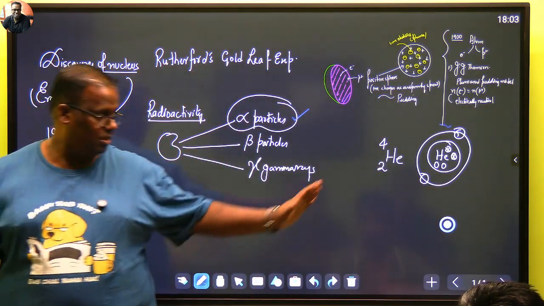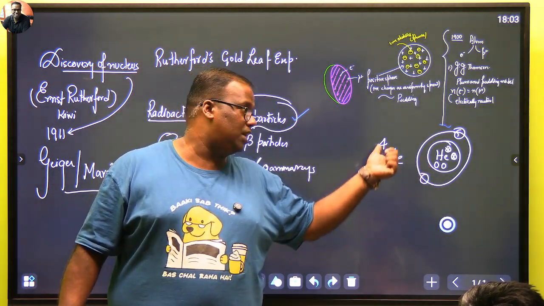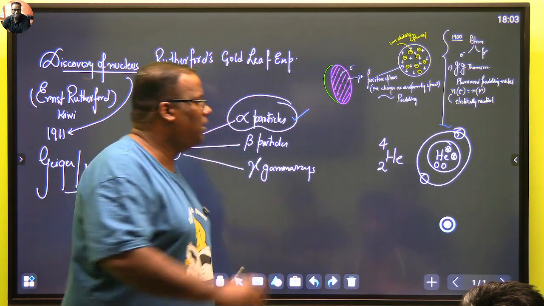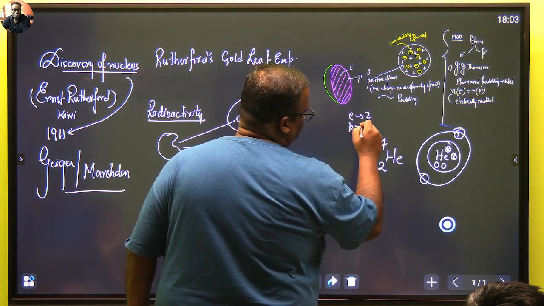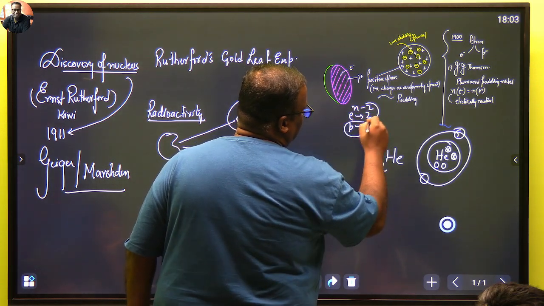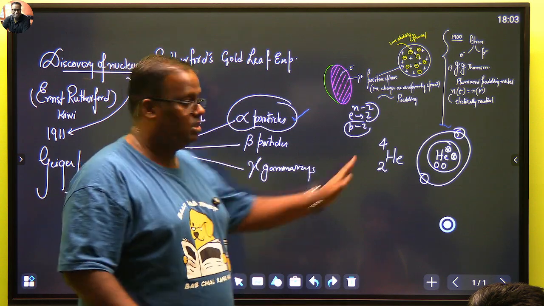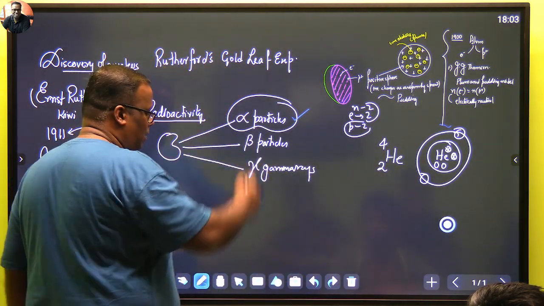Right? समझ में आया? This is helium. Helium का atomic number is 2 and mass number is 4. So if we go by count, helium has 2 electrons, 2 protons, and 2 neutrons. These two make your mass number of 4. Is this clear? If you can, what are alpha particles?